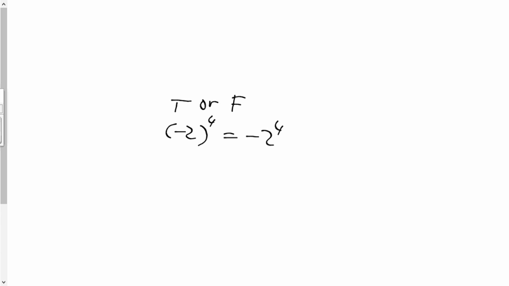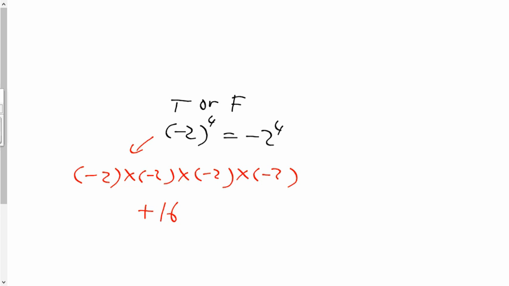True or false? How many said true? How many said false? How many did not answer it for fear of being wrong? Nobody. This says -2 squared, which means because the brackets are around the -2, it's used in repeated multiplication. So -2 times -2 times -2 times -2 is positive 16.